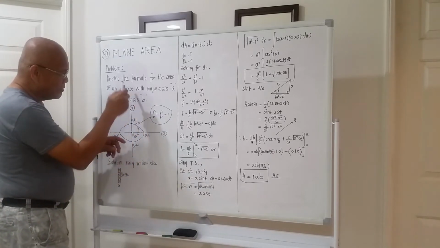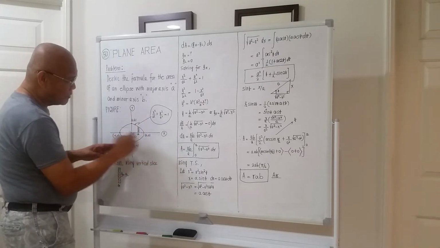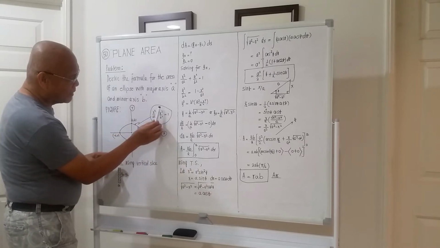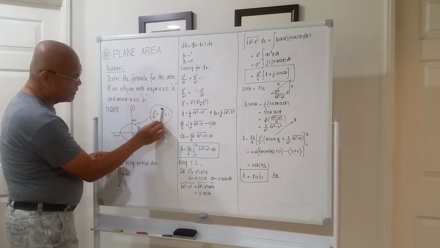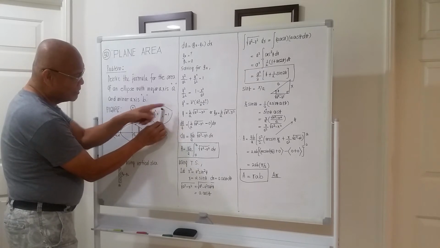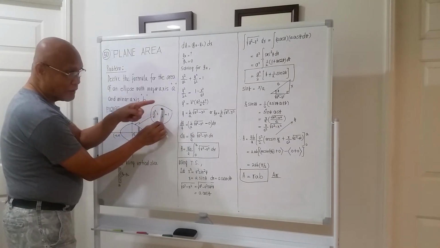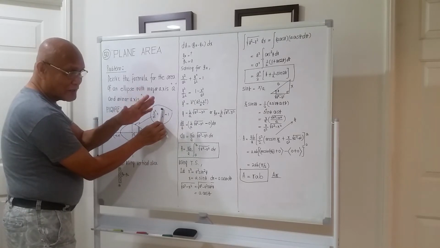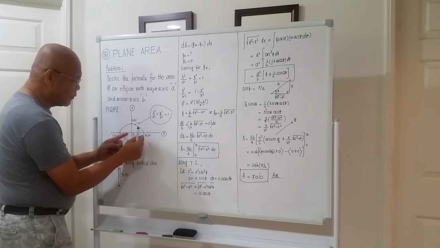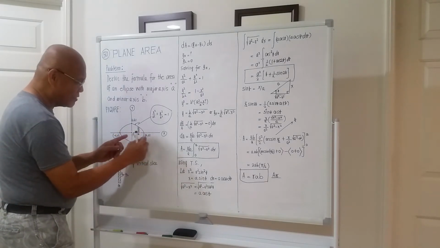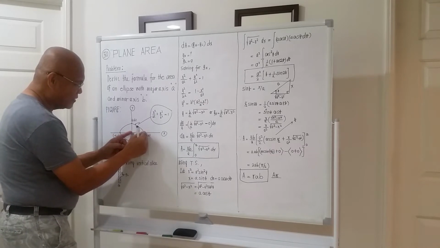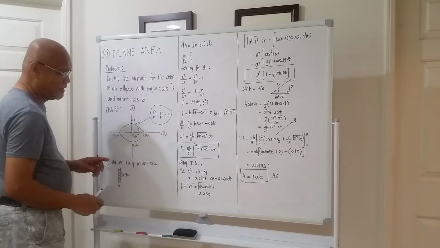When y is 0, from this equation, this term will become 0. Okay? So x squared will be equal to a squared times 1, or x squared will be a squared, or actually x is plus and minus a. So when y is 0, the value of x is a and minus a. This is the right hand side, this is the left hand side, plus and minus.